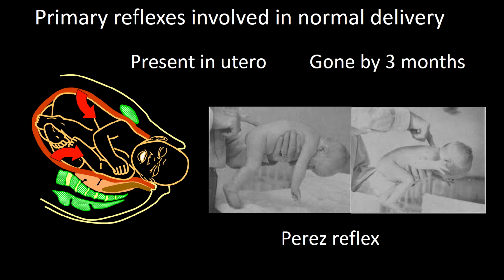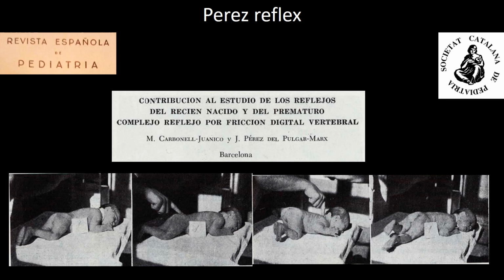This reflex is gone by 3 months. The Perez reflex was first brought to the attention of physicians at a conference in Barcelona and later published in the Revista Española de Pediatría. The photographs you see in this frame are from that article. Interestingly, in the original article, it was reported that the motor activity elicited was sometimes accompanied by a strong cry, leading in many cases to glottic spasm with apnea and occasional cyanosis.